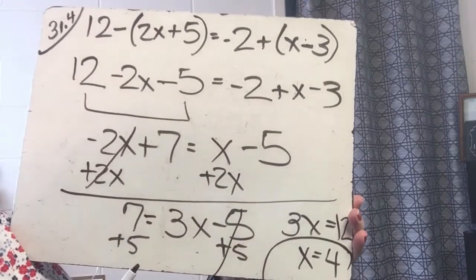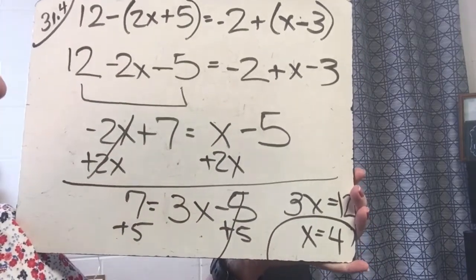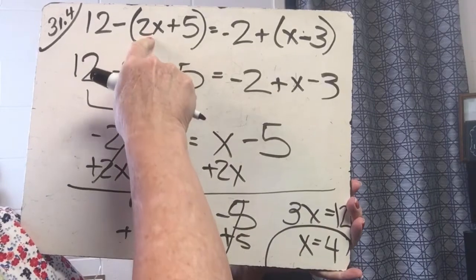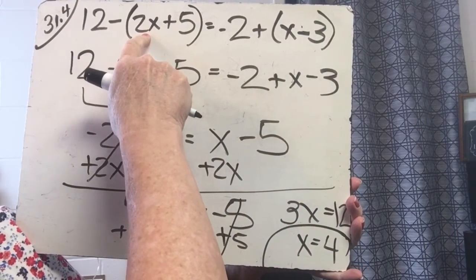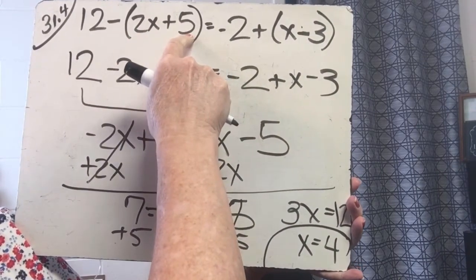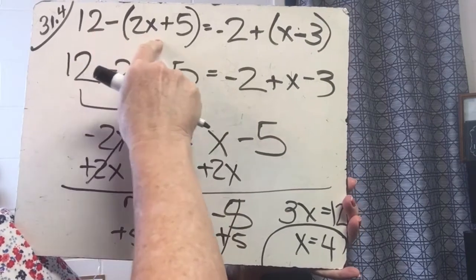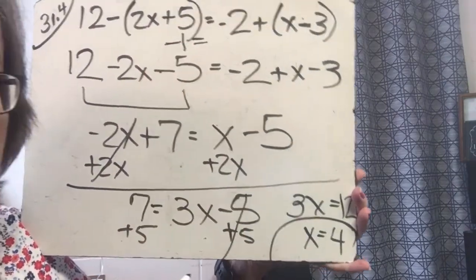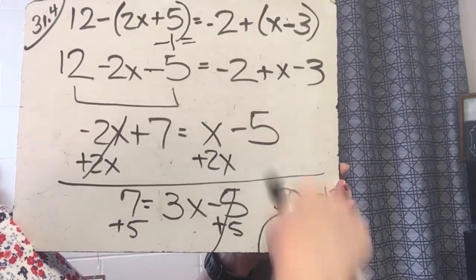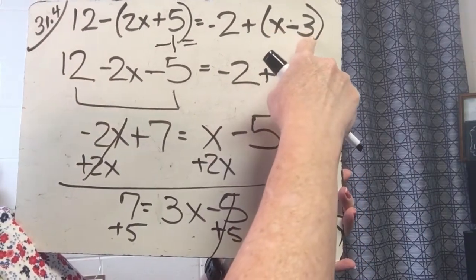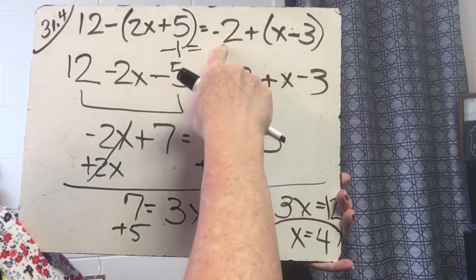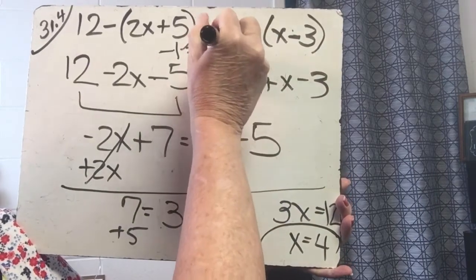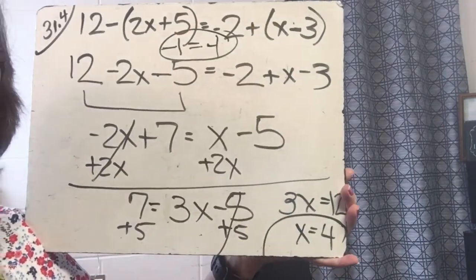Now, we're not going to check every one of these, but let's go back up and check, okay? So 4 times 2 is 8. 8 plus 5 is 13. And 12 take away 13 is a -1 on the left. Let's see if we get a -1 on the right. We plug in the 4. 4 minus 3 is 1. Minus 2 is -1 on the right, and it checks.